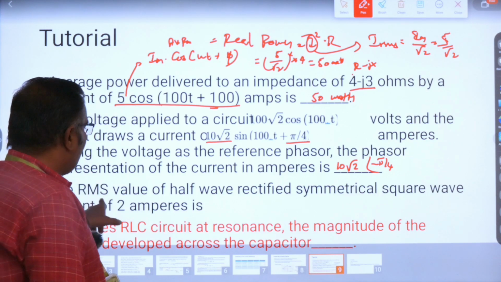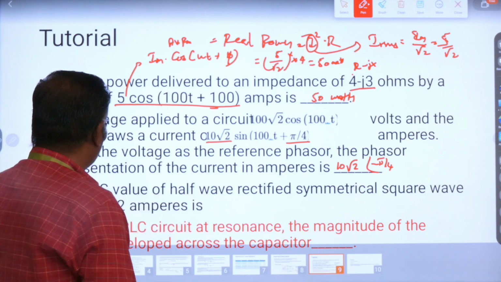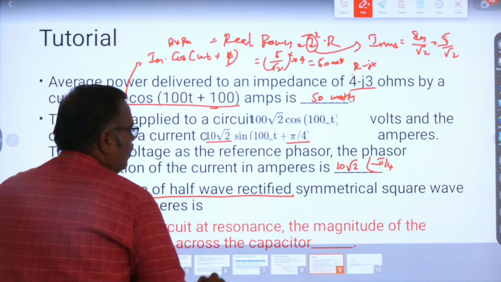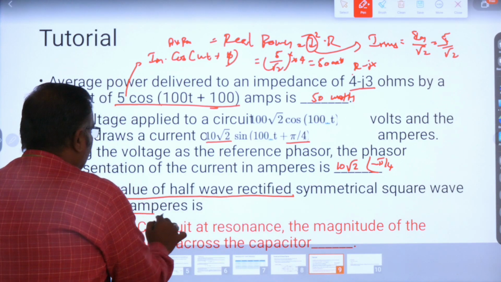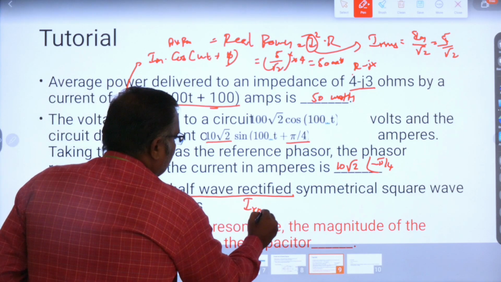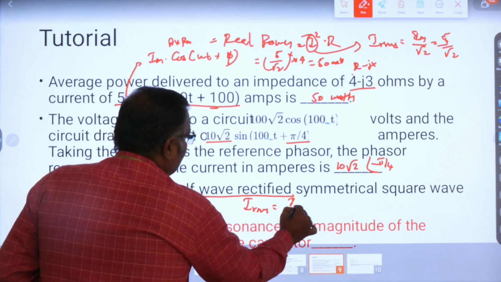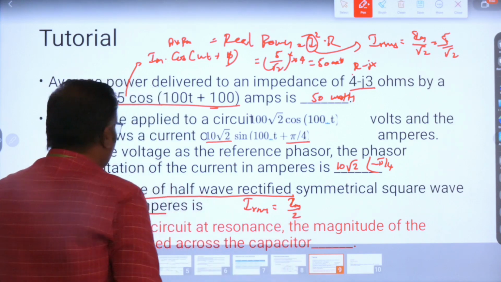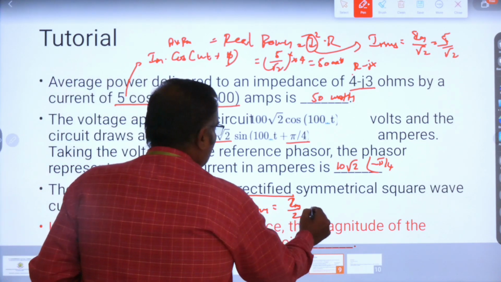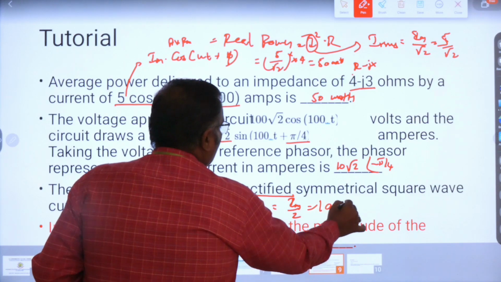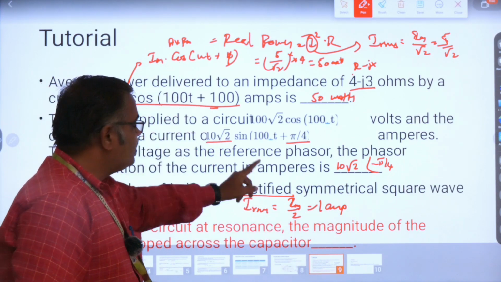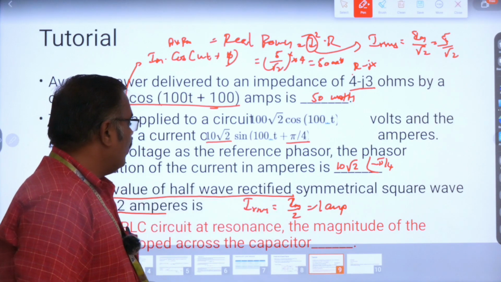Next, the RMS value of a half-wave rectified symmetrical square wave current. The current value is 2 amperes. Therefore the RMS value is given by Im divided by 2, which is equal to 1 amp. We have discussed in the previous formula that IRMS for half-wave rectified is Im by 2. Therefore, you will get 1 amp.